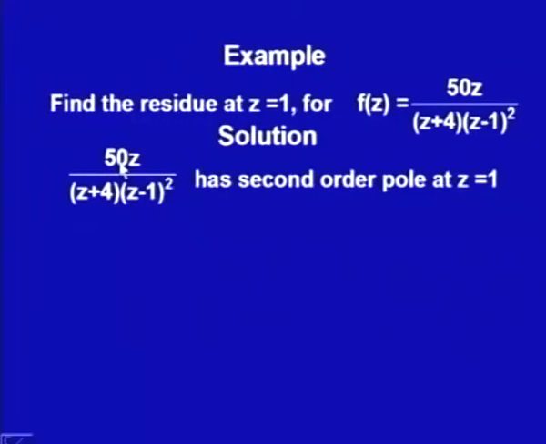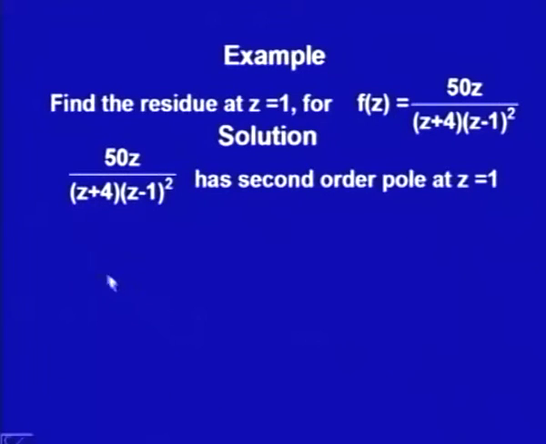We see the function is of the form p(z) upon q(z), and q(z) has zeros at minus 4 and at 1. Moreover, you could see that the zero at 1 is of order 2. In other words, this function has poles at minus 4 and 1, and the pole at 1 is of order 2. So this is a second order pole at z equal to 1, and we have to find the residue at z equal to 1. Here we have the case where the pole is of order greater than 1.